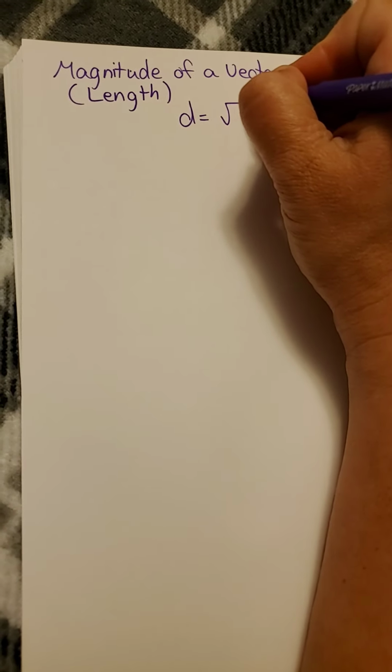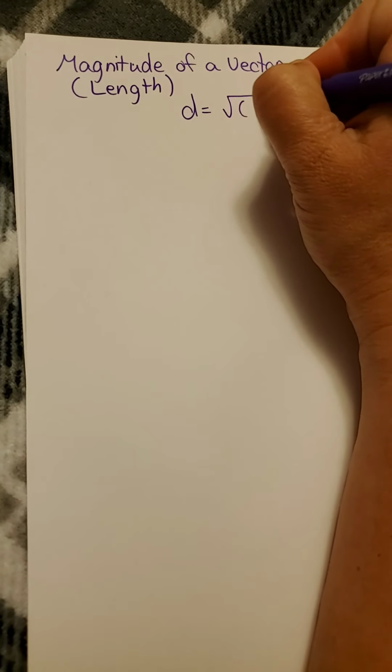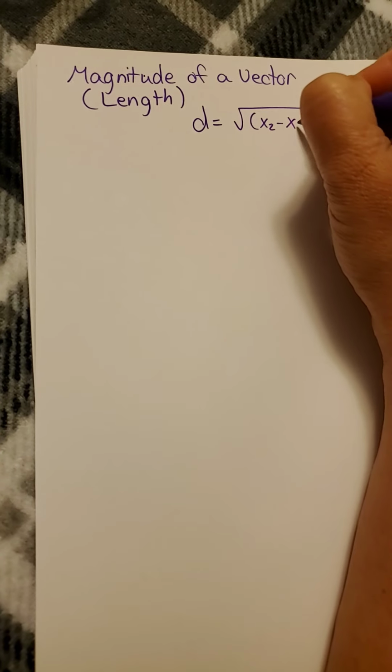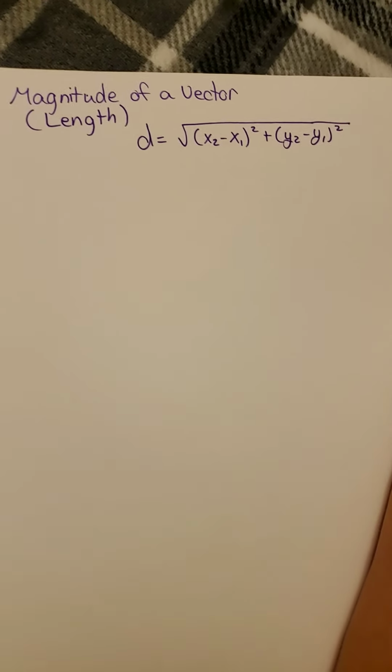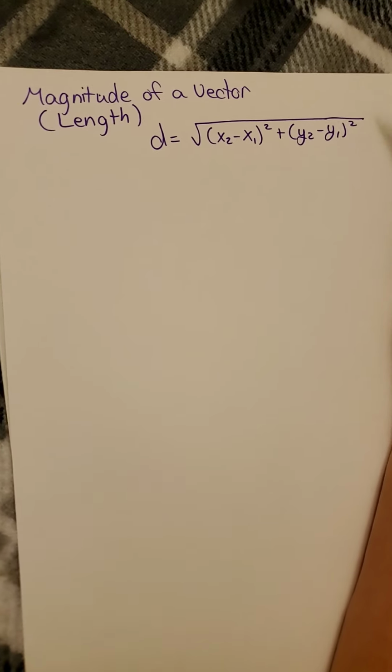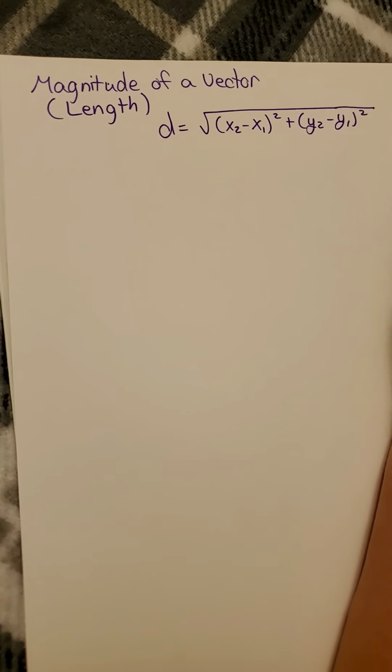If we go back to geometry, distance is found by the formula: the square root of (x2 minus x1) squared plus (y2 minus y1) squared. Now, the only difference between that formula and finding the magnitude of a vector is notation.